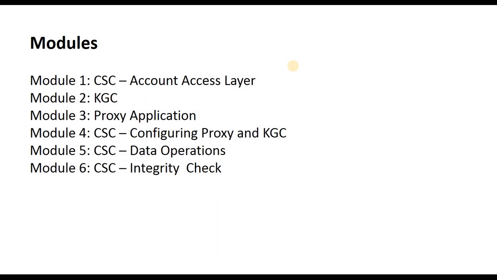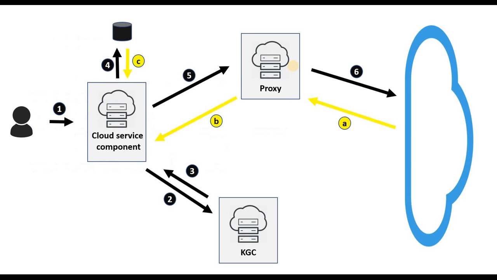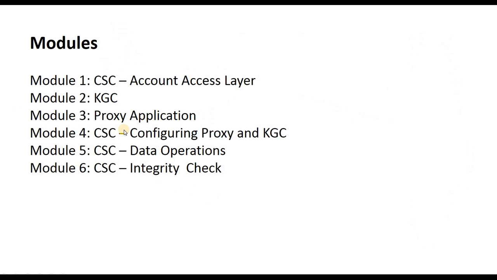Sending the request and getting the approval, all those things will be done in module number 4. In addition to that, the URL, the address where the KGC application is deployed, can also be configured in CSC. So these two things together we are going to do in module 4.